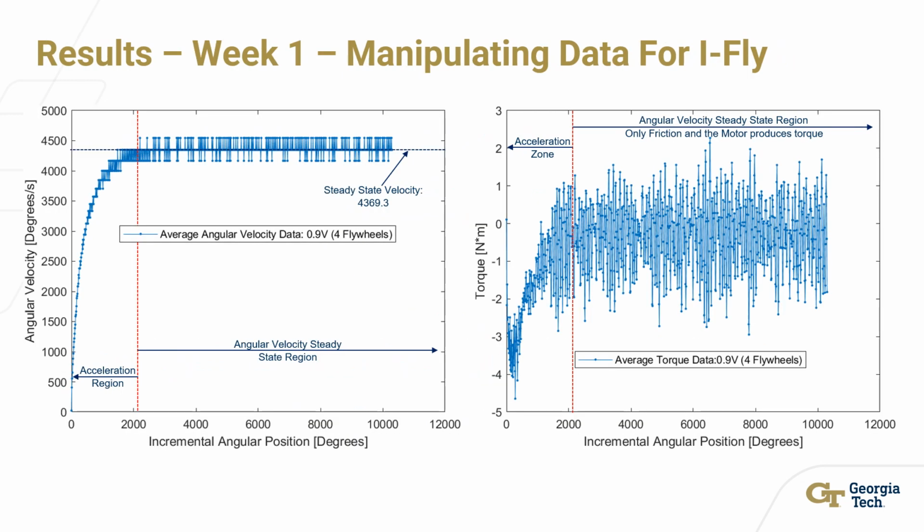These two figures present the angular velocity data and torque data for 0.9 volts input and the full flywheel configuration. As seen on the figure on the left, the angular velocity is increasing as the motor accelerates and then eventually reaches a steady state velocity. This steady state region is the same on the torque data, which we were able to use earlier calibration equation to turn the voltage from the force transducer into the torque.